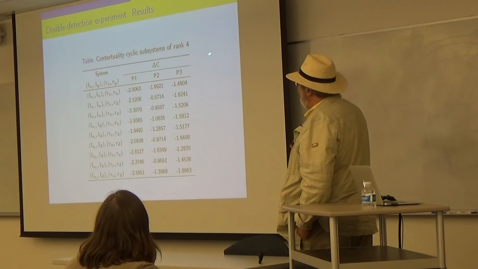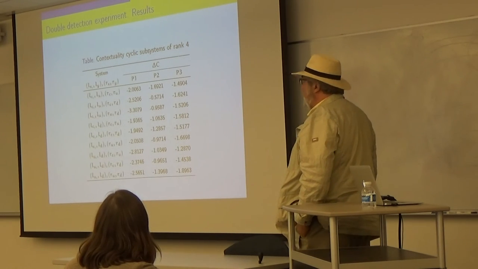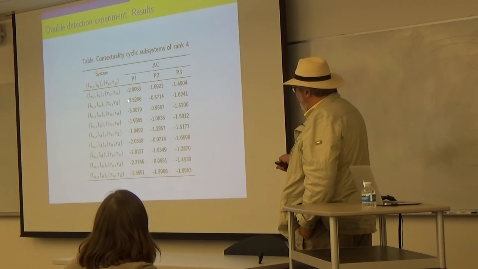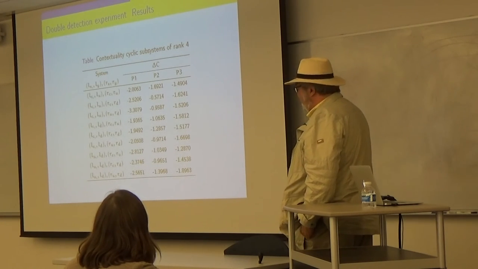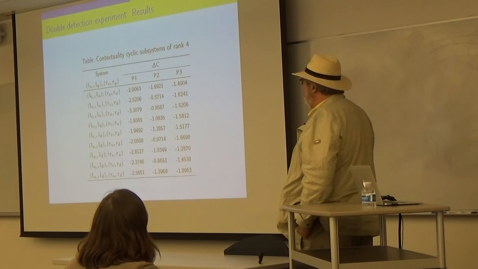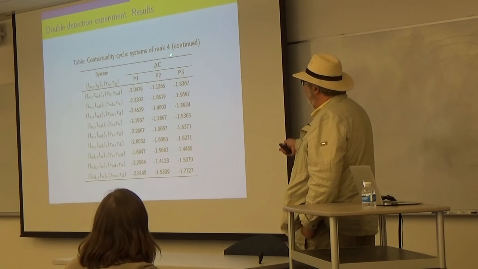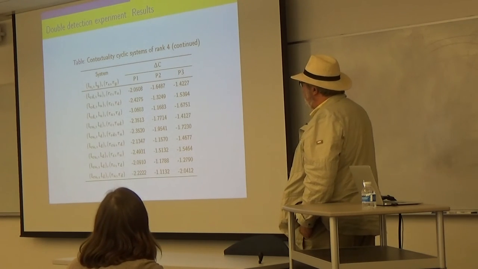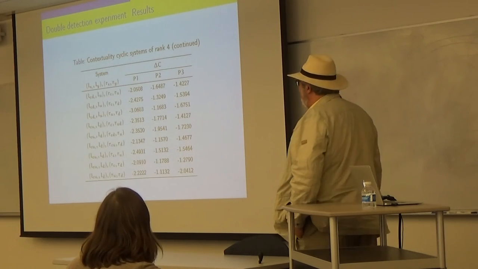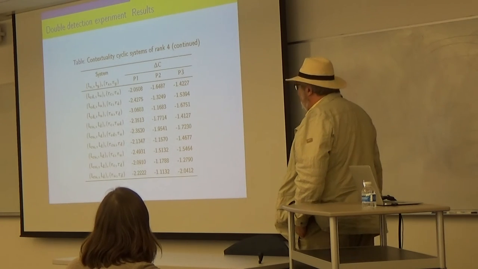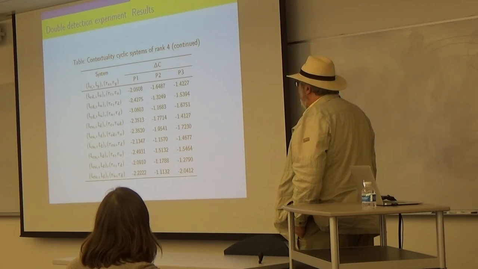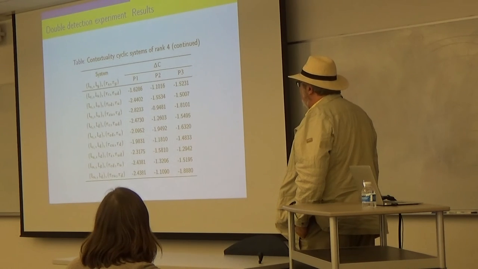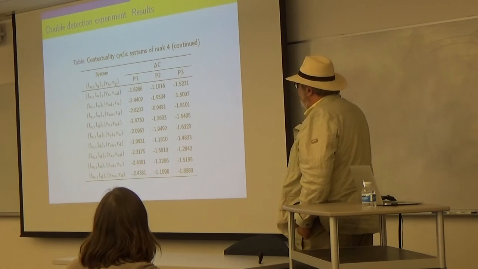Now, the number of cyclic subsystems of rank 4 is staggering. There are a lot of them. And again, if you look at all these numbers, they are all negative. And so there was not a single case when contextuality was found. This is the rest of the cyclic systems of rank 4. This is another bunch of them. So there are lots of them. And again, if you look at them, there are no non-negative numbers here. So all of these rank 4 systems are non-contextual.